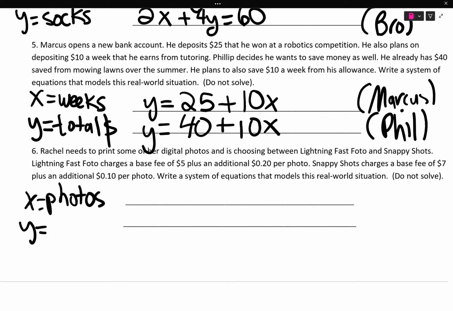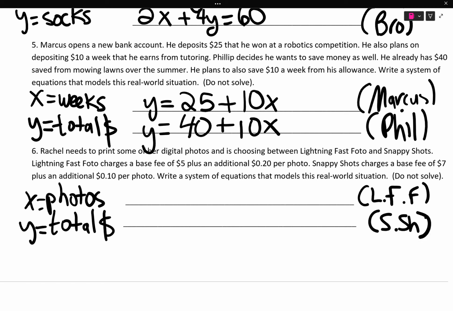Similarly to the deposit problem in number 5, we're thinking about the total money she's going to spend. Now, is it the total money in the bank? No, but it's the total money we're going to spend, which is still something that's important to look at. Or I guess in this situation, we're thinking about spending rather than saving like we did in number 5. That's what I meant to say. Yes. Okay, so we have our unknowns, where we defined our variables. We have 2 companies. We have Lightning Fast Photo, and we have Snappy Shots.